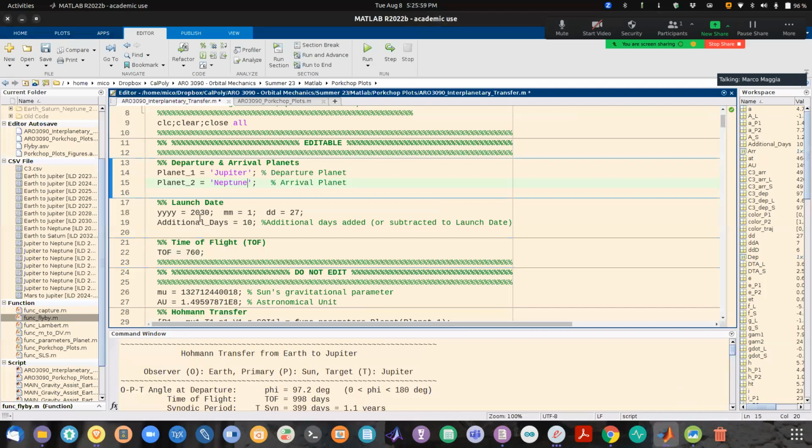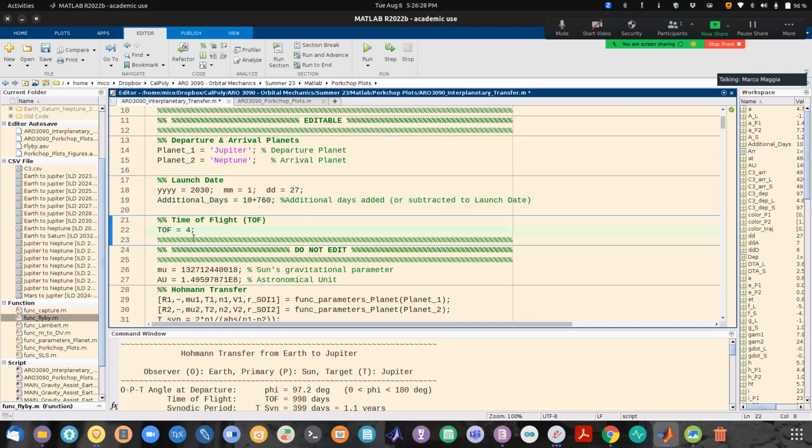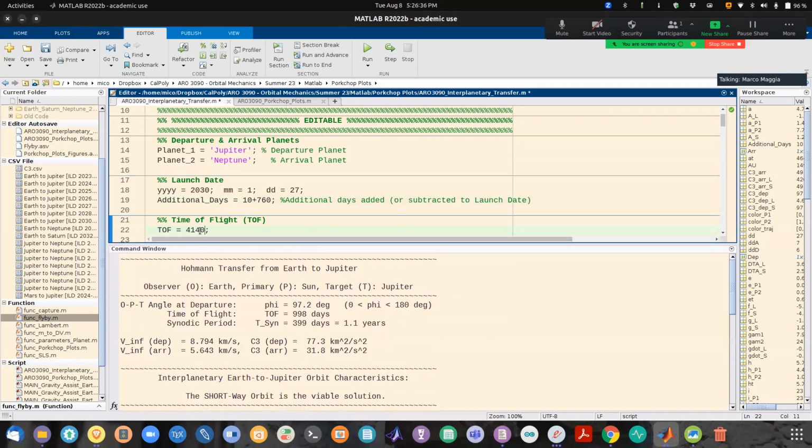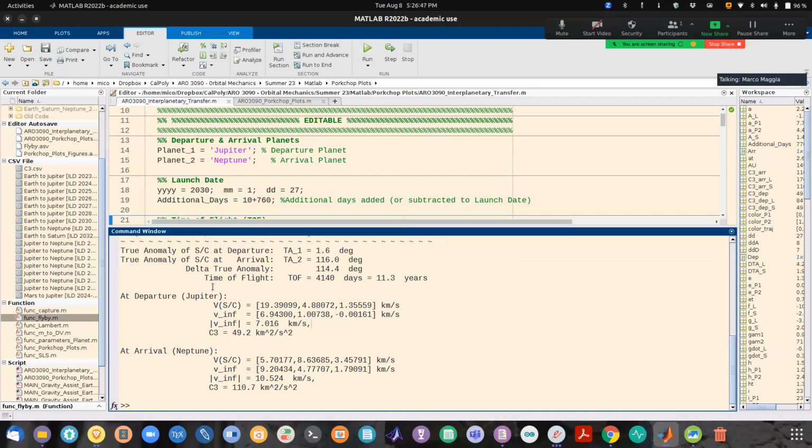All right, so the ideal launch date is always the 27th of January 2030. We already added the 10 days because that's where we actually depart from Earth, and that's 760 days to get to Jupiter. Then from Jupiter to get to Neptune, we predicted from the Porkchop plot that it's going to take us about, what was it, 4,140 days. Now, is it going to be exactly this? Most likely not. So if we run this simulation, we'll see that now we have to look at the C3 at departure from Jupiter. That is when our spacecraft is leaving the sphere of influence.